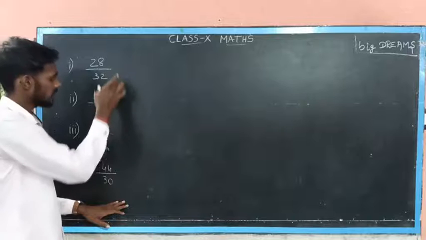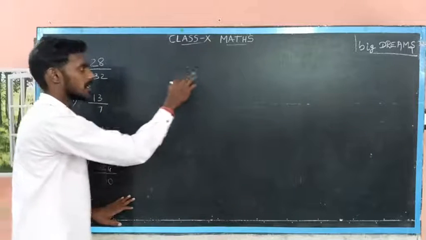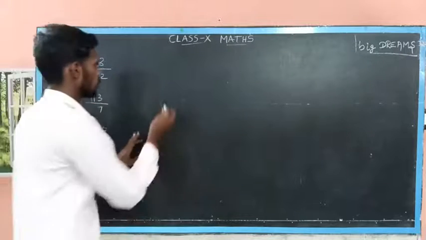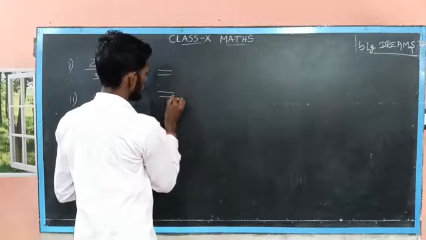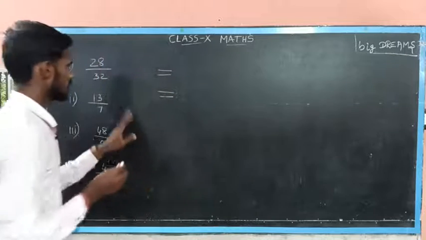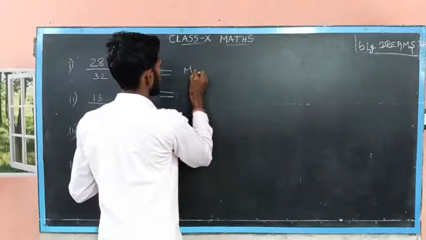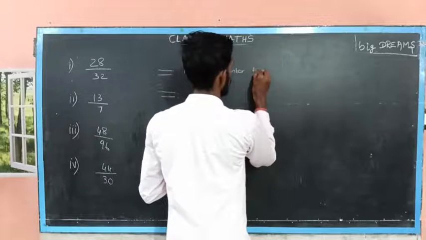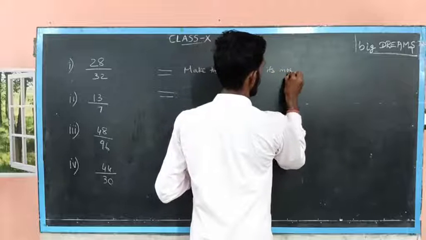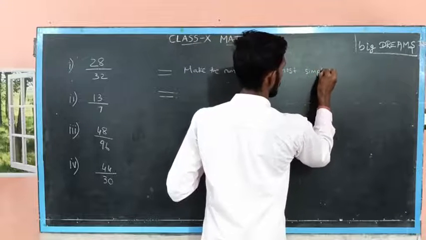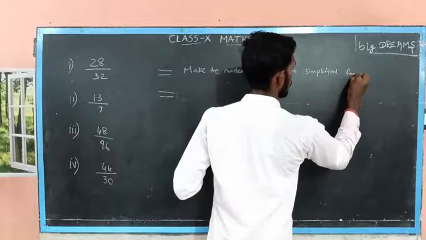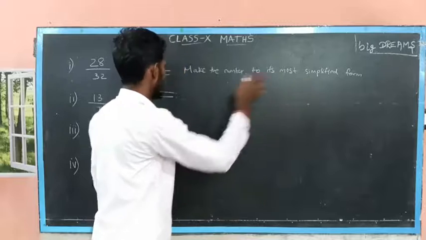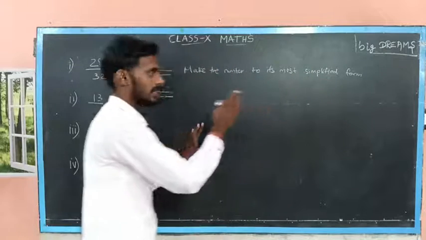Students, see these examples. Now we are going to categorize these examples into either terminating decimal or non-terminating recurring decimal without actually dividing. There are only two steps. Step number 1 is to make the number into its most simplified form. So you have to make the given fractional number into its most simplified form. If it is already in most simplified form, then leave the first step.